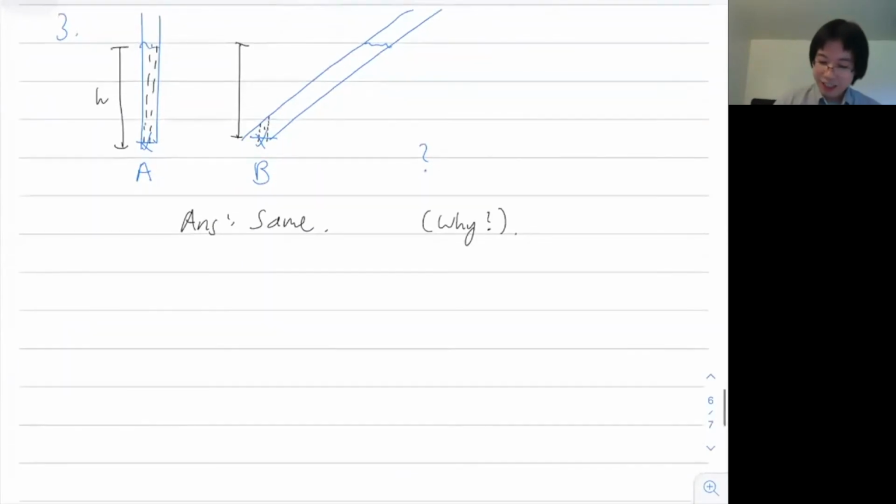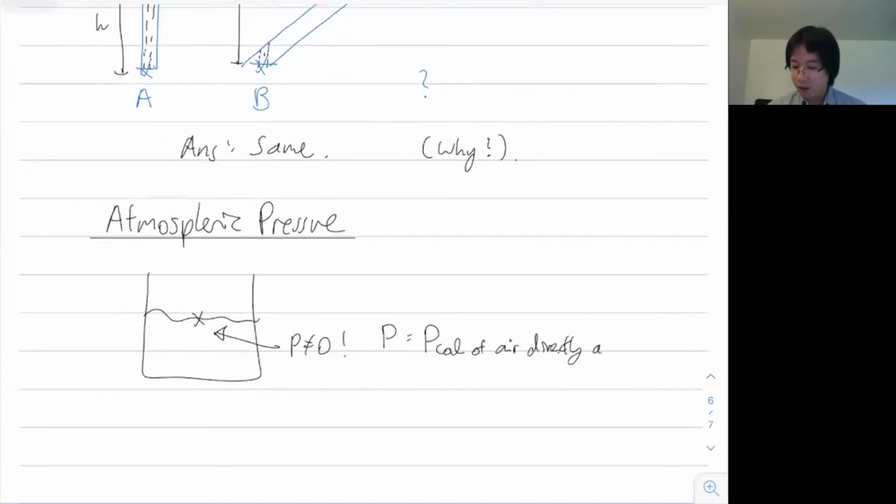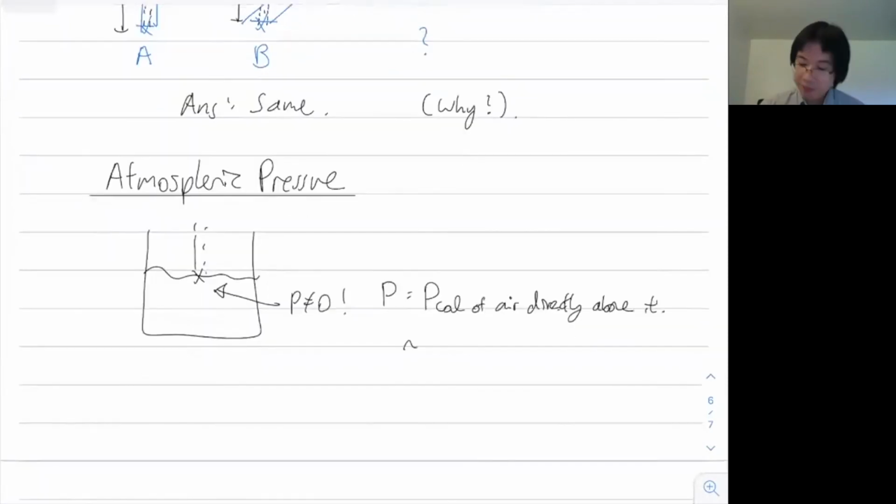So let's talk a little bit about atmospheric pressure, because we just mentioned over here on top, if it's not a vacuum on top, there is an atmosphere. So if I have a liquid and I want to find the pressure over here, the pressure is not 0. The pressure is equal to the pressure of the column of air directly above it. So roughly speaking, air is also a fluid, right? So roughly speaking, the column of air directly above it, what is the formula?